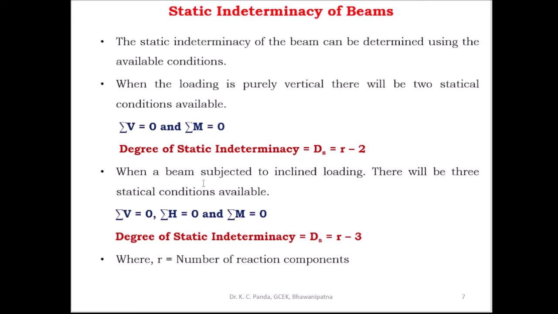Similarly, when a beam is subjected to inclined loading, there will be three statical conditions available: summation of V is equal to 0, summation of H is equal to 0, and summation of M is equal to 0. So in this case, the degree of static indeterminacy is ds is equal to r minus 3. R is the number of reaction components and 3 is the number of static equilibrium equations available. So ds is equal to r minus 3.